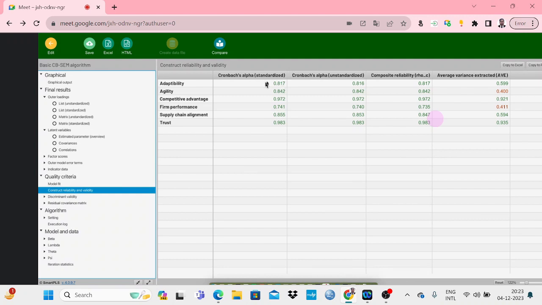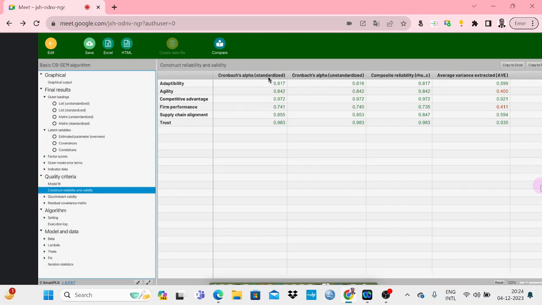As you can see, for all the constructs we are getting Cronbach alpha: adaptability 0.87, agility 0.842, competitive advantage 0.972, firm performance 0.741, supply chain alignment 0.855, and trust 0.893. These are quite above the threshold. We have to look at the standardized only. These are above the greater than or equal to 0.7 threshold, so this one quality criterion of reliability has been passed.